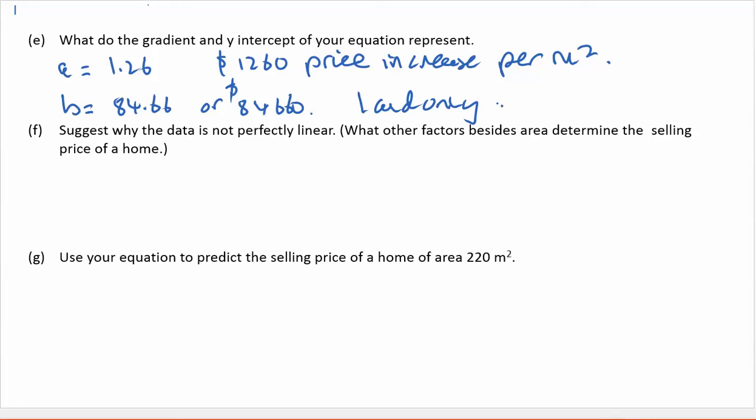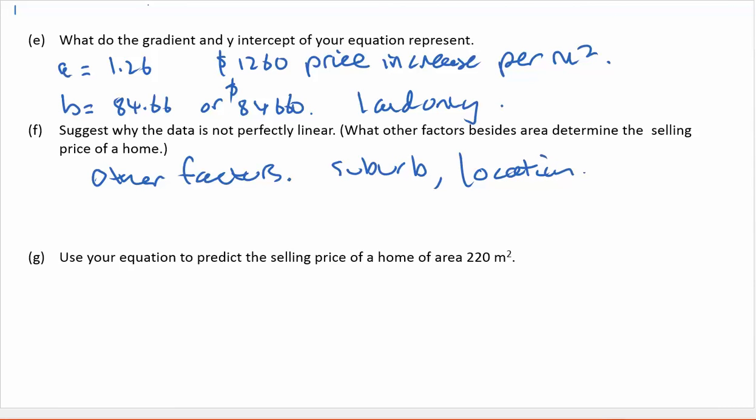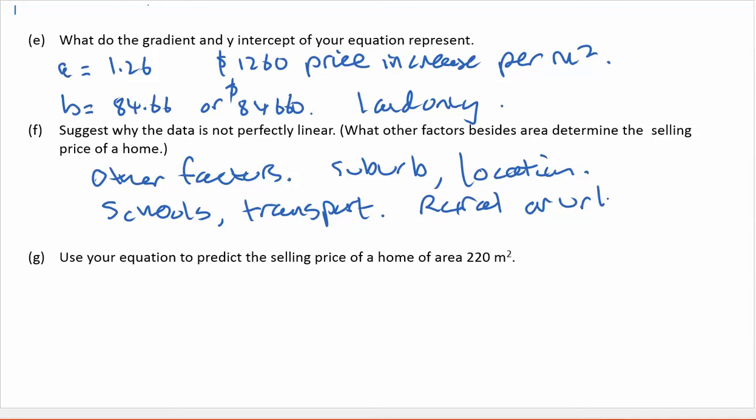The data isn't perfectly linear because there could be other factors, such as the suburb, location, things like access to schools, transport, etc. Other factors could be rural or urban, which may contribute to the price.